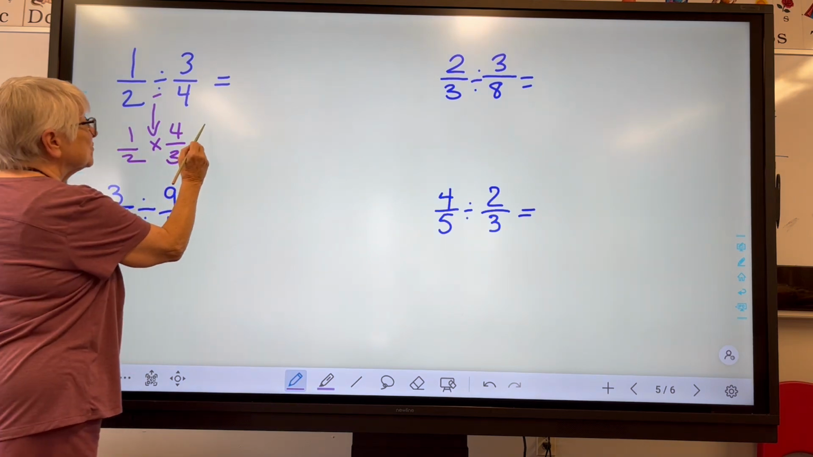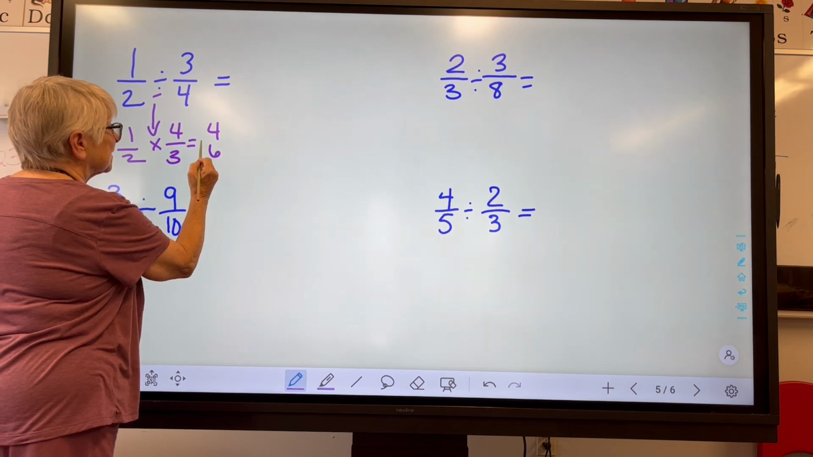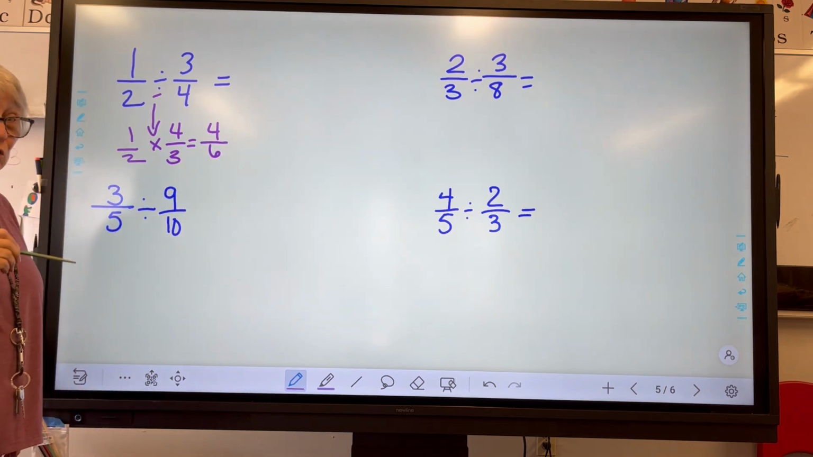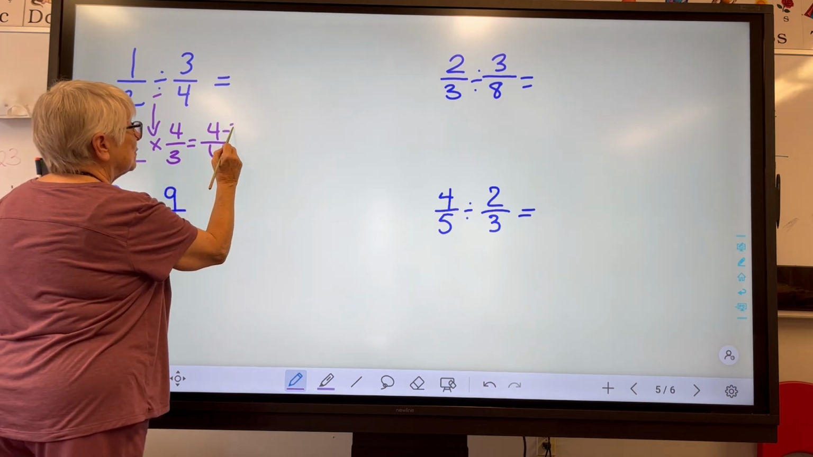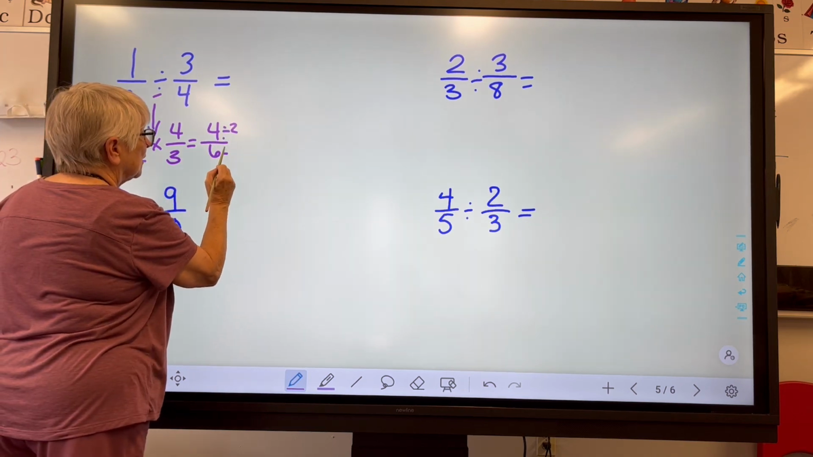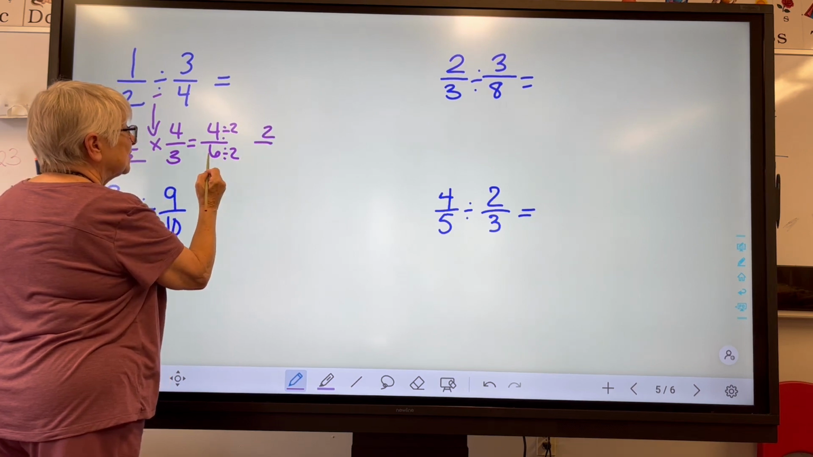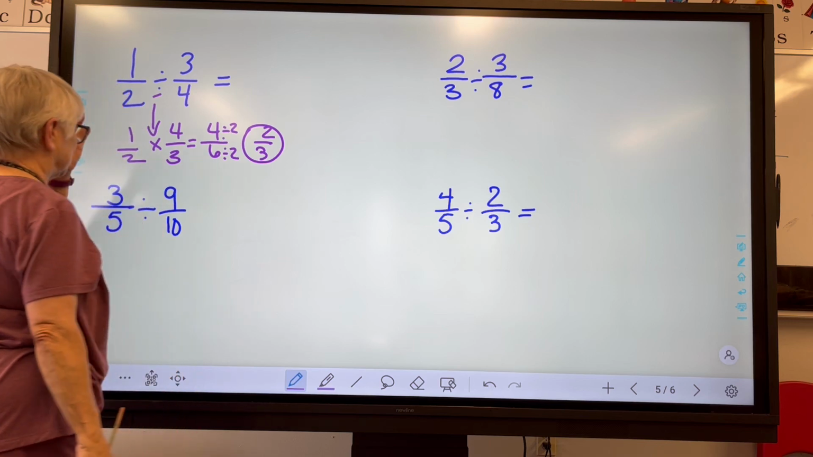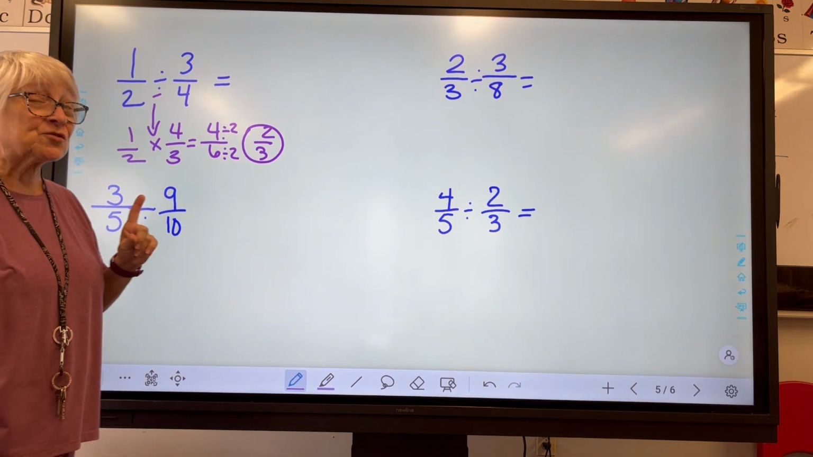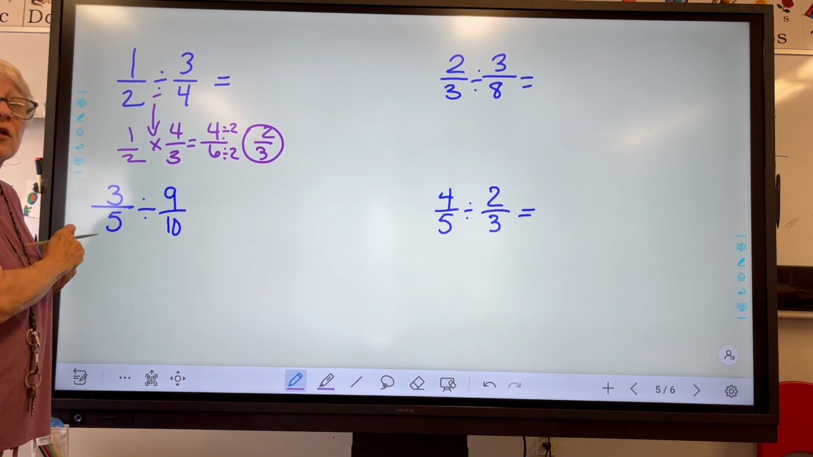And 1 times 4 is 4. And 2 times 3 is 6, but that can be reduced because 2 goes into both of them. So you say divided by 2, divided by 2, 4 divided by 2 is 2, and 6 divided by 2 is 3, and so that's 2/3. Now I could have pre-canceled on that one, and I didn't do it. So this time we're going to watch for pre-canceling.